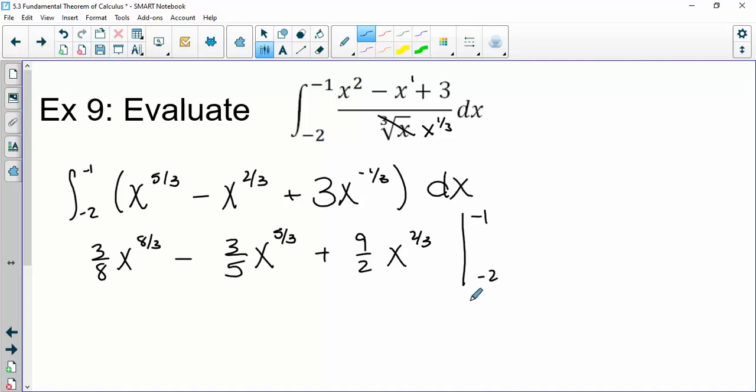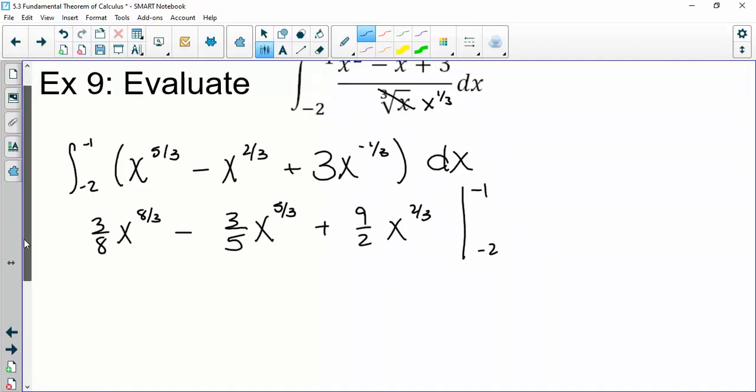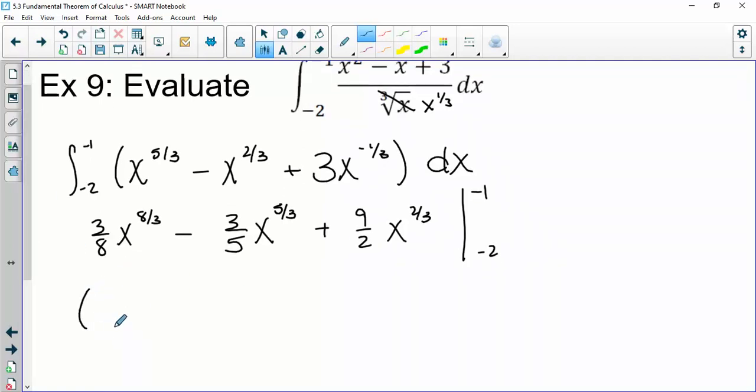This is going to get ugly, I think. So if I put in my negative 1, okay, cube root of negative 1 is negative 1, 2 to the 8th is a positive, so we just get 3/8. Cube root of negative 1 is negative 1 to the 5th is still negative, times negative 3/5 is positive. Cube root of negative 1 is negative 1 squared is positive. Minus. All right, we can keep this in radicals.